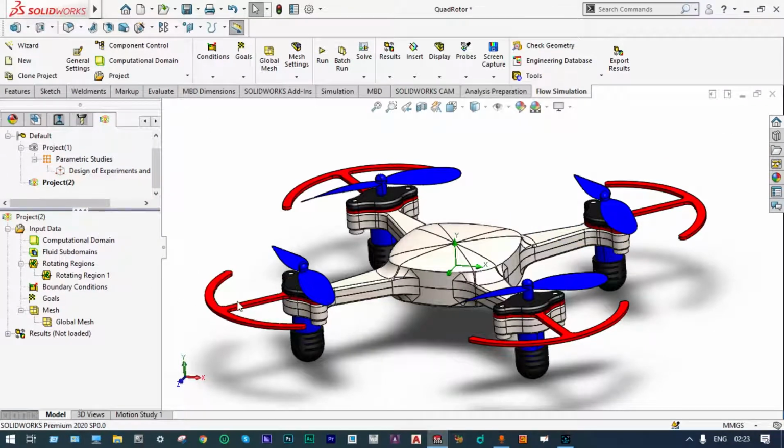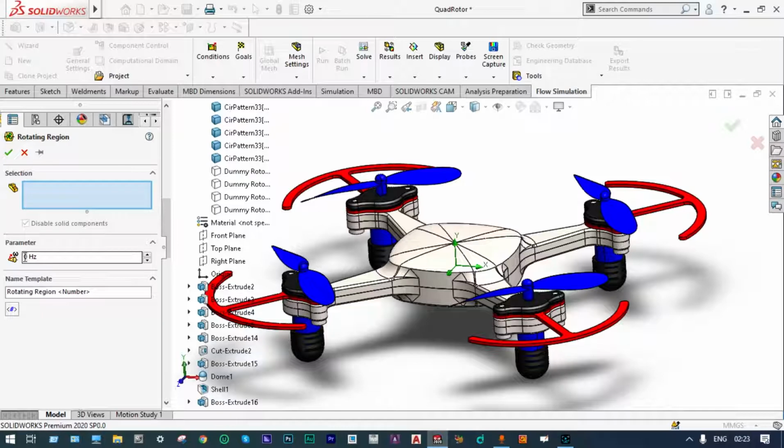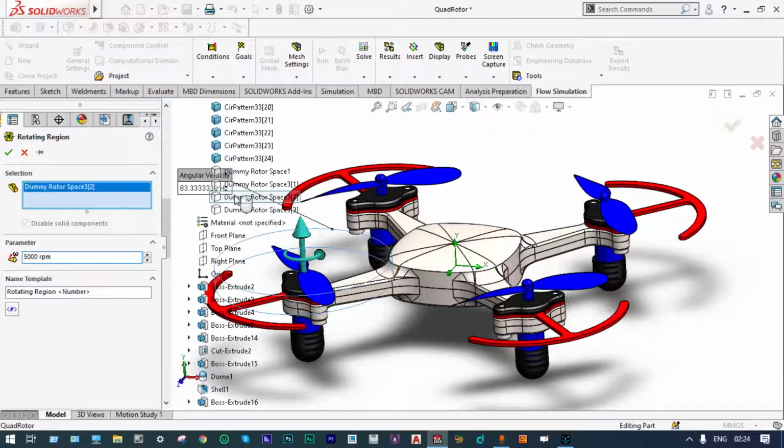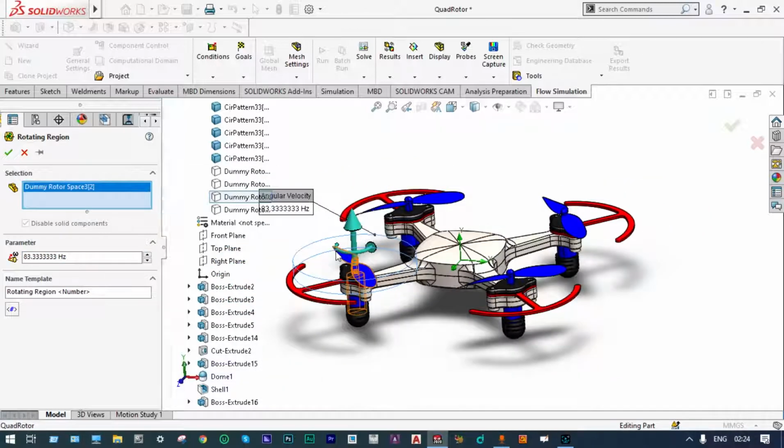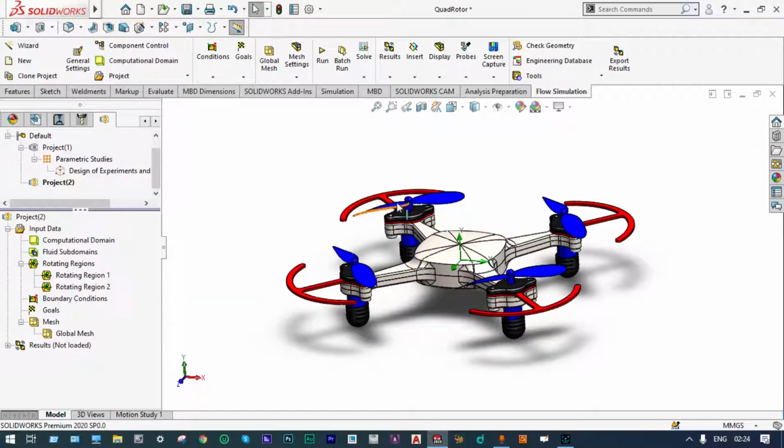Again we have to provide the same rotation for this propeller. So rotating regions, insert rotating region, and it will be again 5000 RPM, and we have to find that dummy space. This will be number 3. Selected. Again this one will also be rotating in the anti-clockwise direction with an angular velocity of 5000 RPM or 83.33 Hz. Selected, and the opposite two will be rotating with -5000 rotations per minute in a clockwise direction.